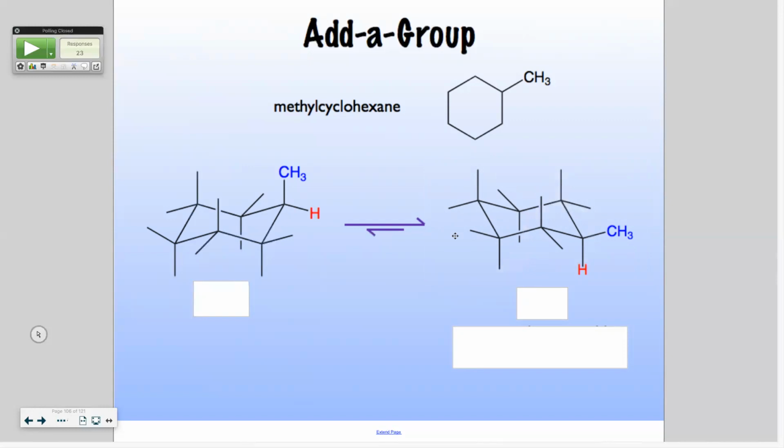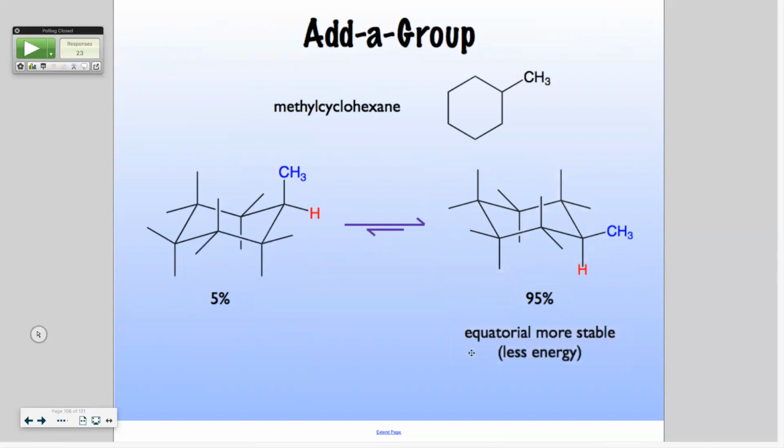Okay, when the methyl group is axial, it can run into these hydrogens. I'm sure I have a picture of that. When it's equatorial, it's out here, and it's not running into those hydrogens. The difference is 5 to 95. At any given time, in a chair conformation, 95% of the methyls will be equatorial. This one is more stable, which means it's lower in energy. Bless you. Okay? Any questions on that so far?